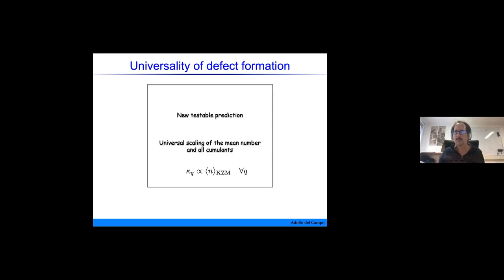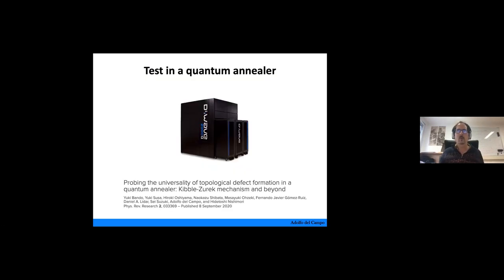The prediction is clear. Not only the mean number, all cumulants of the distribution are proportional to the mean, and they therefore inherit the power law scaling with the quench time. So let's now go to test this in a quantum annealer.